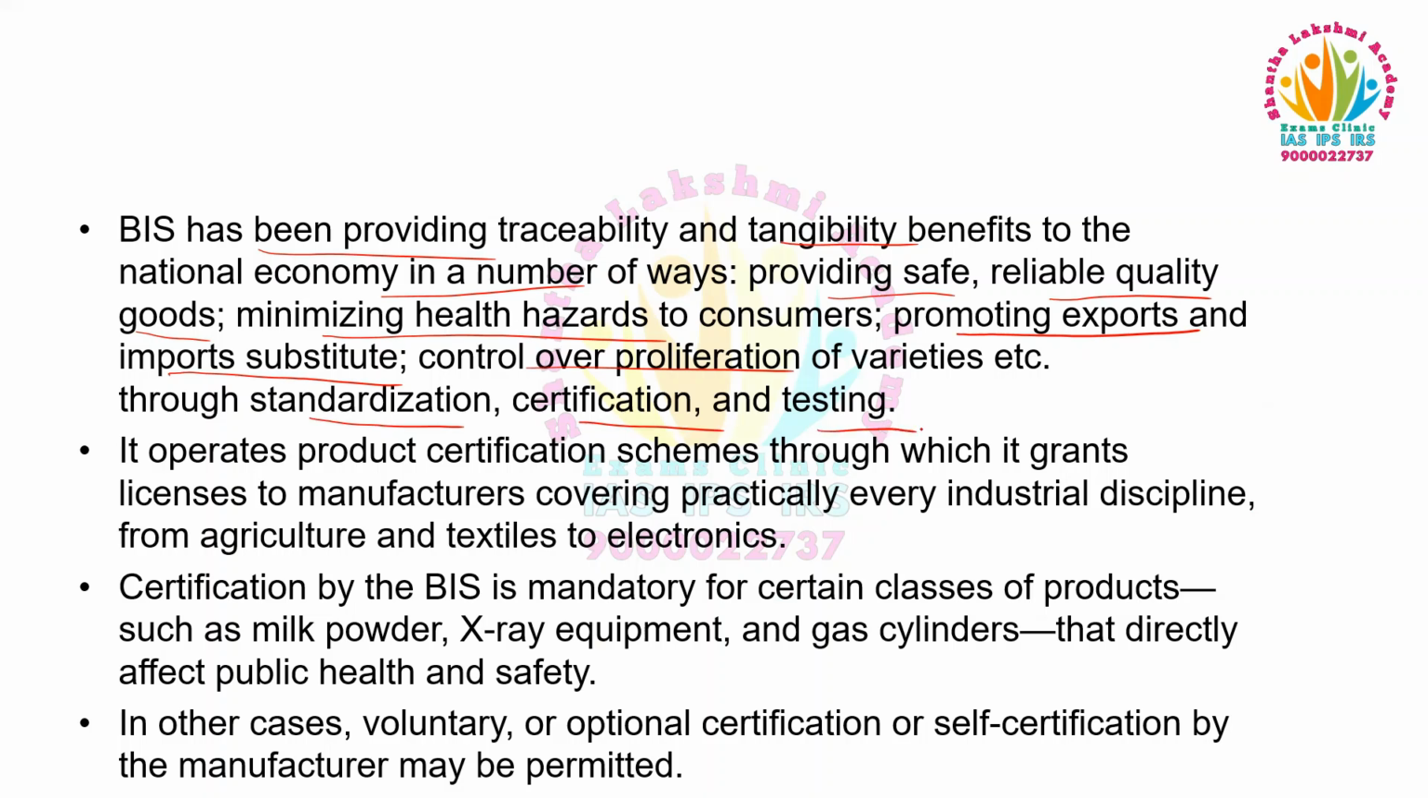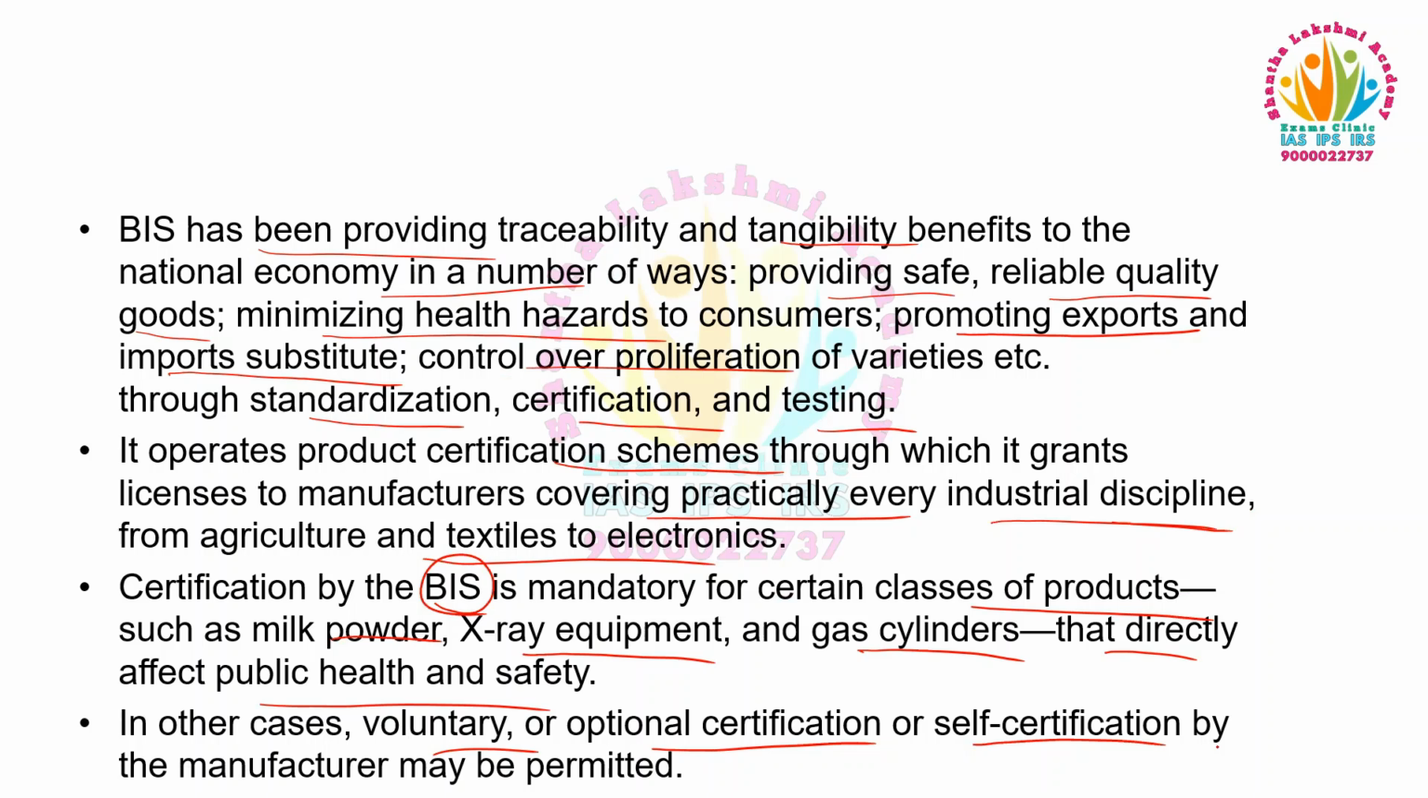It operates a product certification scheme through which it grants licenses to manufacturers covering practically every industry discipline, from agricultural and textiles to electronics. The certification by the BIS is mandatory for certain classes of products such as milk powder, X-ray equipment and gas cylinders that directly affect public health and safety. In other cases, voluntary or optional certification or self-certification by the manufacturer may be permitted.